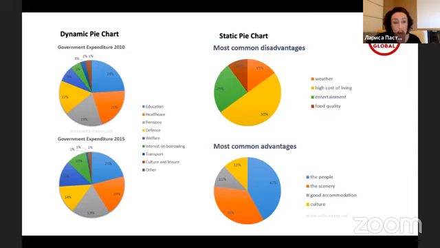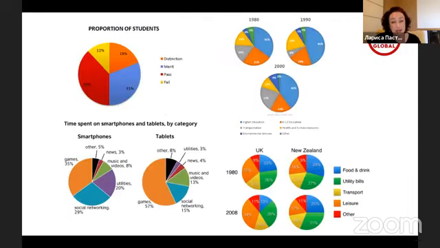You should also pay attention that in IELTS Academic Writing Task 1, you can be given one pie chart, 2, 3, 4, or even more. So you shouldn't be surprised if you have 4 or 6 pie charts together. So the approach is the same.